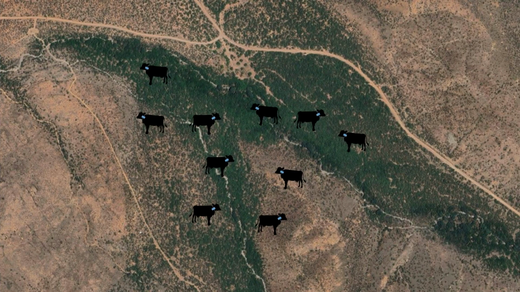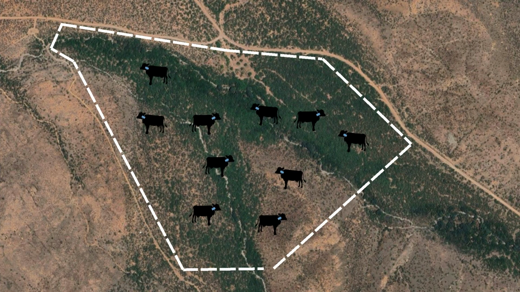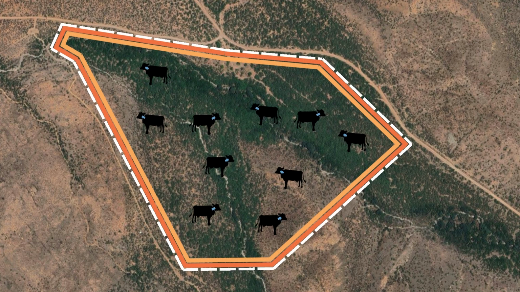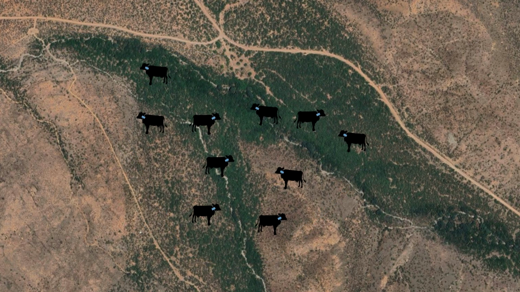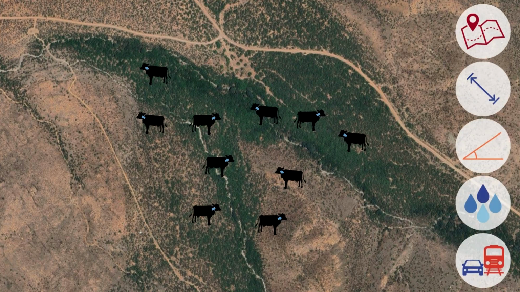There are some key things to think about when placing an invisible livestock fence on the landscape. Recognizing these factors will improve your chances of success with virtual fence. Let's explore some of the things to consider when placing virtual fences.